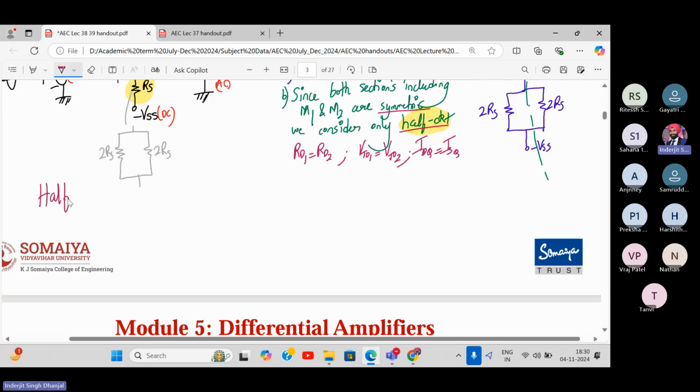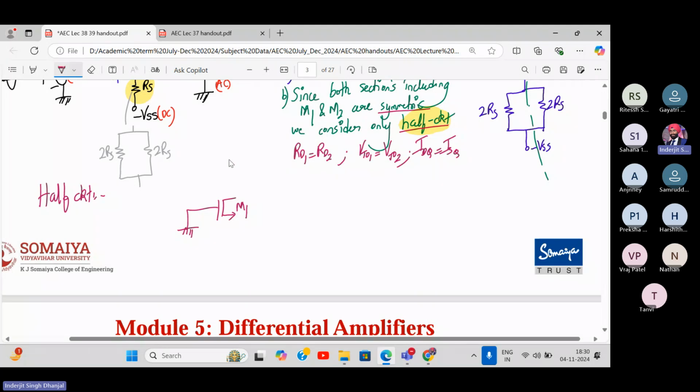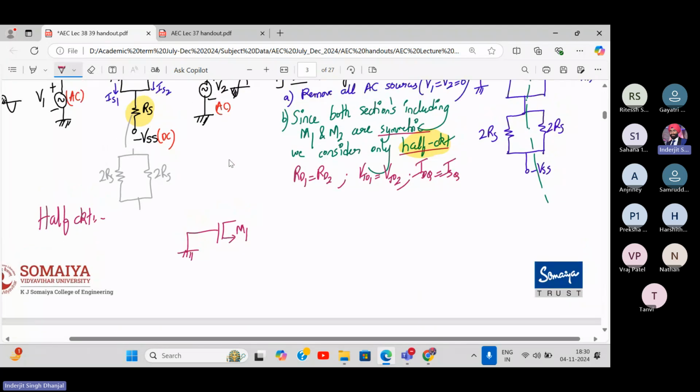So write down half circuit. So what does this half circuit look like? You have a transistor M1. I'm drawing the left hand side of the circuit. Then you have gate terminal grounded. So now, did you understand why the single input, dual input doesn't matter?